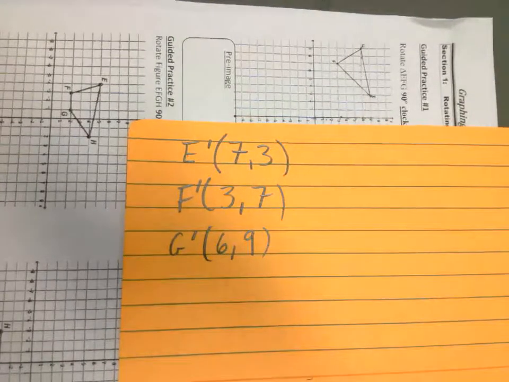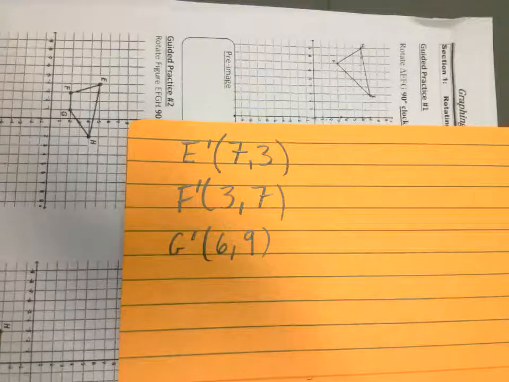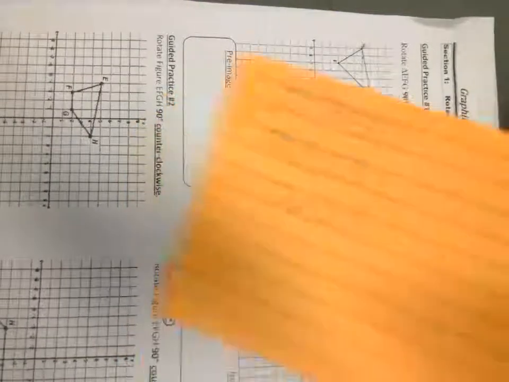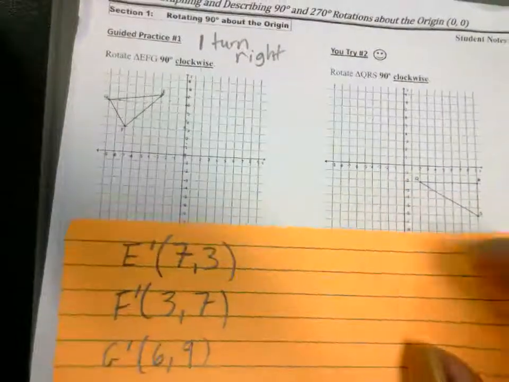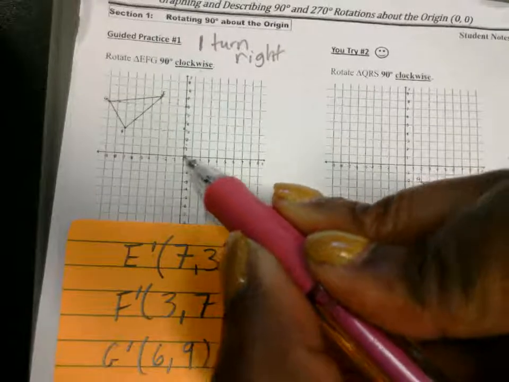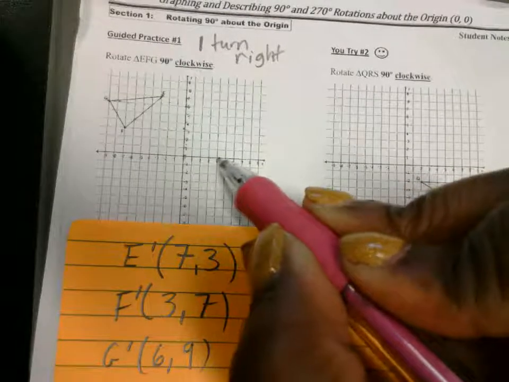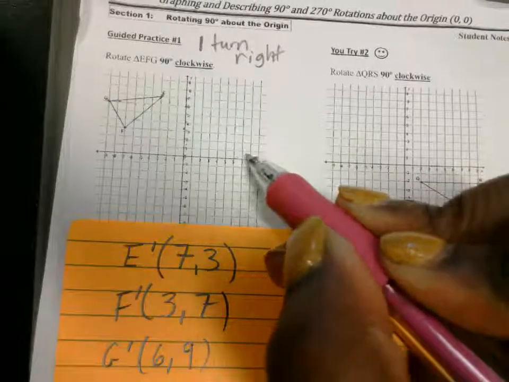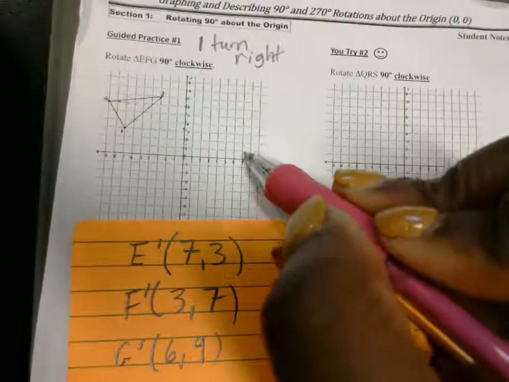Yep. Okay. Now turn your paper back the correct way and let's graph these ordered pairs. Remember that it's in this first quadrant, so your picture should look like this when you graph it. All right, so we have, start at the origin, E prime, over 7 and up 3.